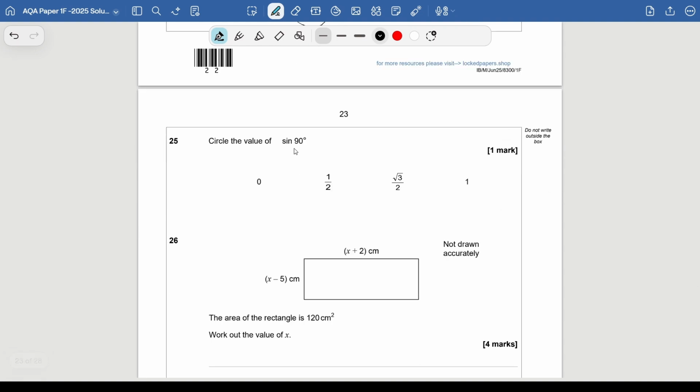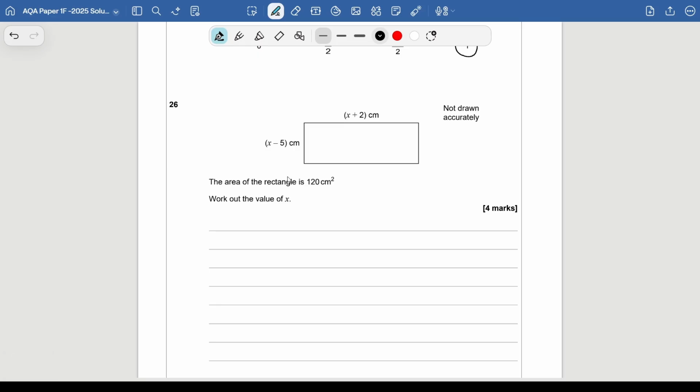Circle the value of sine 90 degrees. So sine 90 is 1. For this, I would recommend you to remember, or you have to learn, the angles of sine, cos, and tan for 0, 30, 45, 60, and 90. I have given one of the videos on my channel. You can check that, or you can use the unit circle to find and remember the angles for these trigonometric ratios.